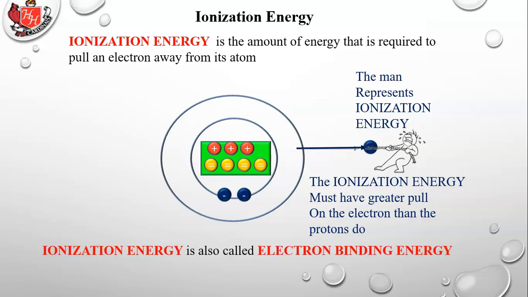Ionization energy is also called electron binding energy. Really, that's the case when you're dealing with metals, and ionization energy usually refers to gases. But in this class, we really only use the term ionization energy.